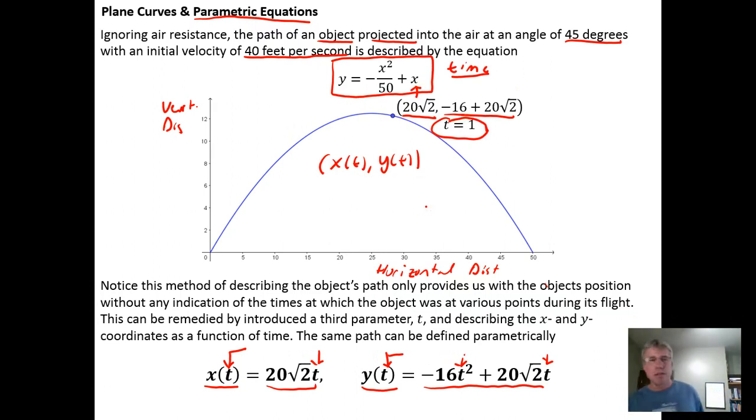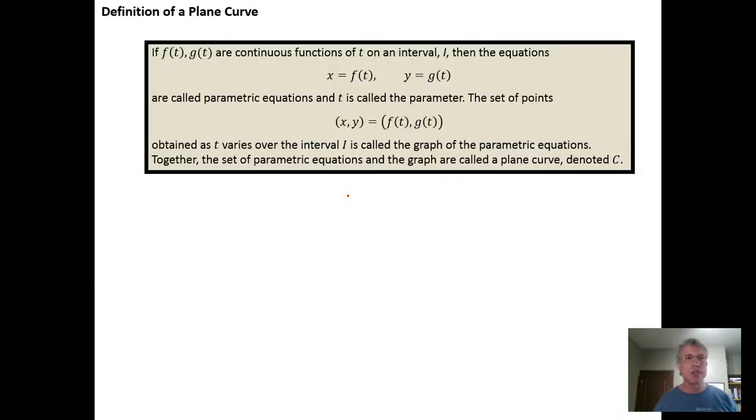So the parametric representation is nice when we're modeling things with positions with respect to time. It's nice to parameterize with respect to time. There are also some relations that are either difficult or impossible to model in rectangular coordinates that have simple parametric representations. So the next slide, we just formalize the definition of a plane curve.